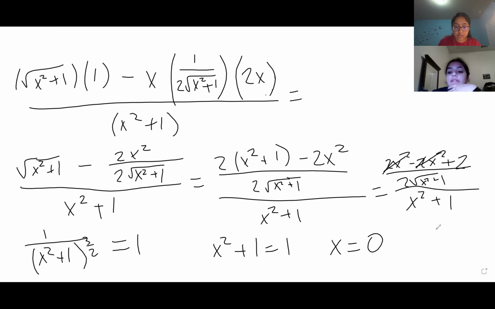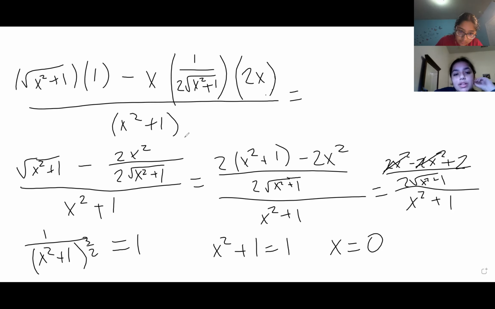Why did you set x squared plus 1 equal to 1? Okay, basically this whole thing has to equal 1. And so the only way this can equal 1 is if the denominator equals 1. So I set this equal to 1.